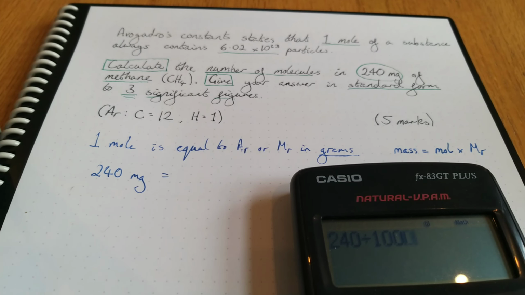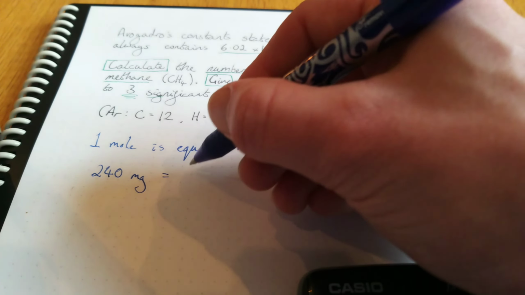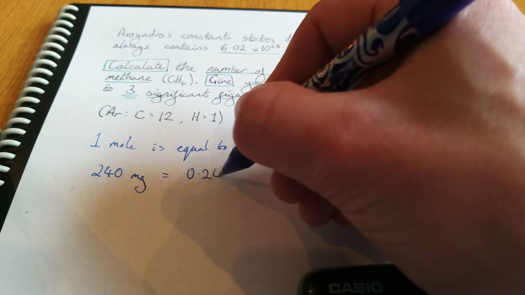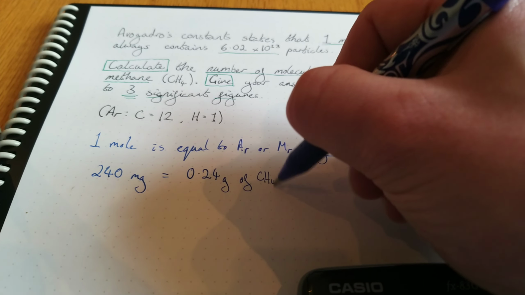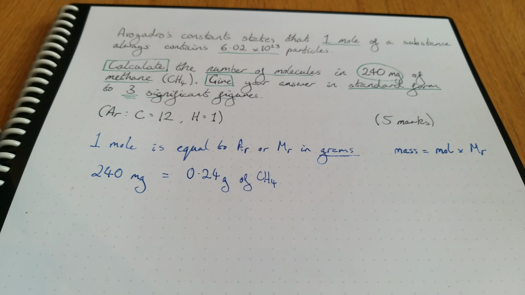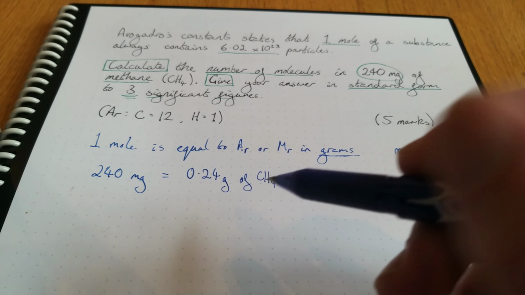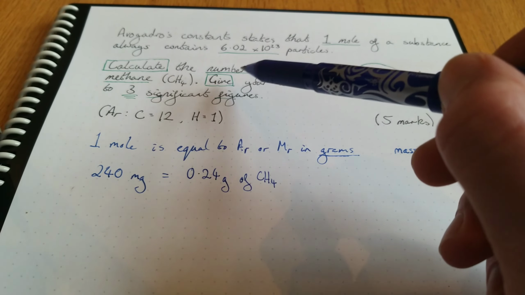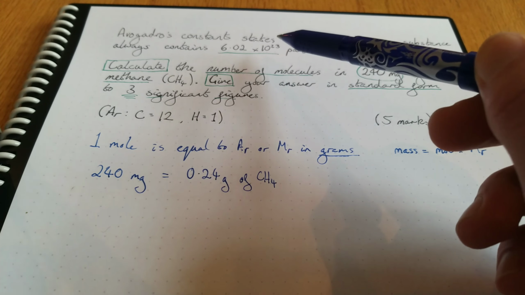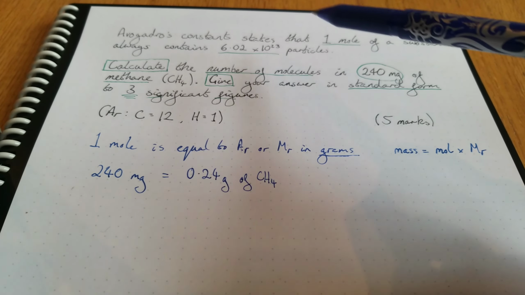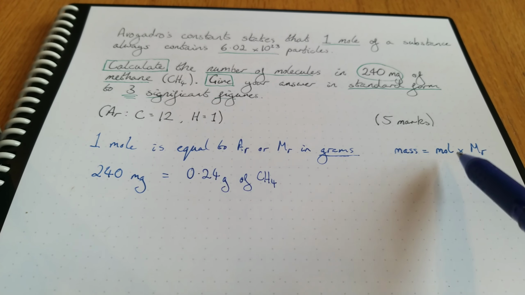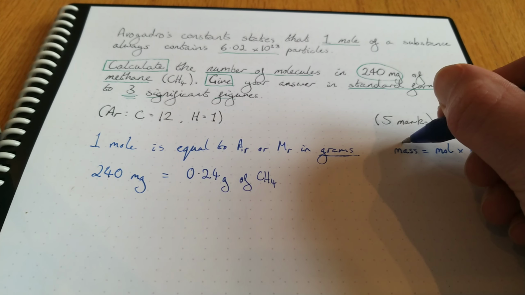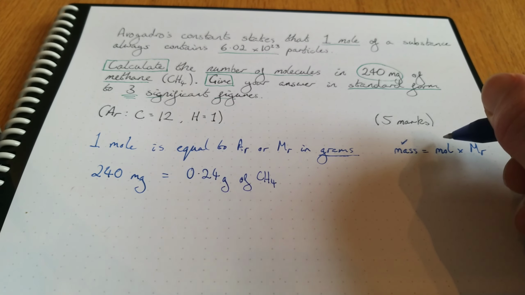240 divided by 1,000 gives us 0.24 grams of methane. So we know the grams of methane now. In order to get the total number of molecules, we need to know how many moles of methane we have, because after all, 1 mole contains a fixed number of particles. Now we don't yet know the moles, but we know the mass, so I'll just put a little tick by the mass. We don't know the moles yet.